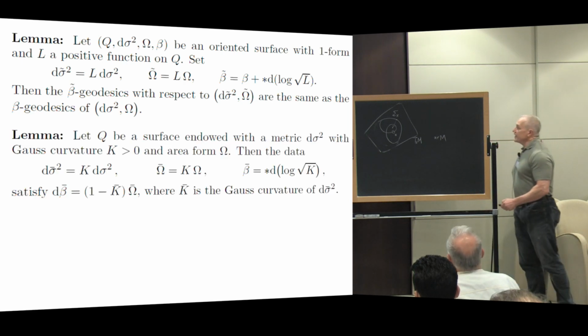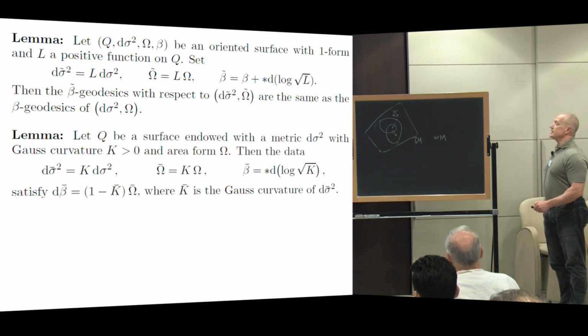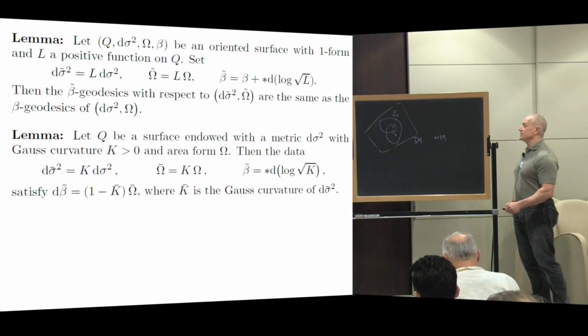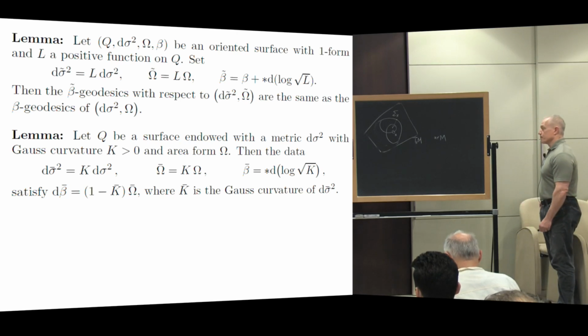And in particular, if you take a surface endowed with a metric and positive Gauss curvature with area form omega, and do this process, starting with beta equals 0, and a metric of Gauss curvature, then this guy and this guy actually satisfy the extra equation that we need in order to construct Finsler data.